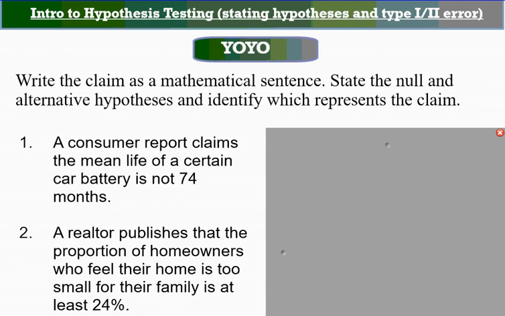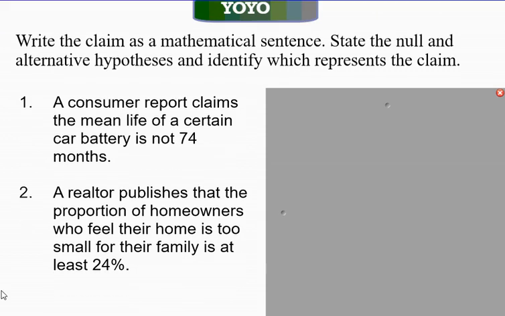I'll give you a chance to try. So your task is to write the claim as a mathematical sentence, state the null and alternative hypotheses, and identify which represents the claim. First one is Consumer Report claims the average lifetime for a car battery is not 74 months. And the second one is a realtor publishes that the proportion of homeowners who feel their home is too small for their families is at least 24%. So pause the video now, give yourself a chance to try.